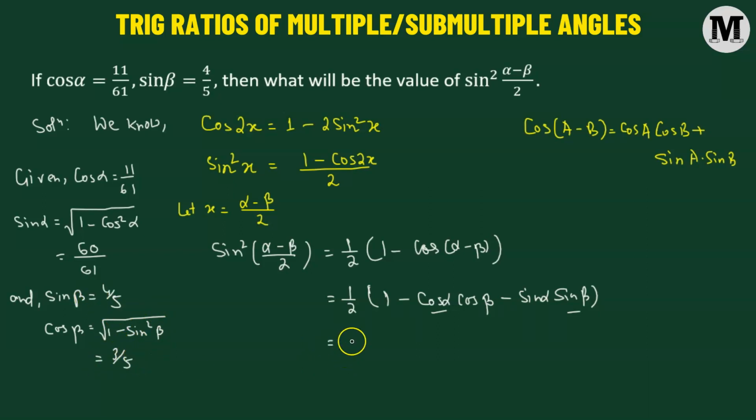So let's use all of these values here. So we have half multiplied to 1 minus cosine alpha, cosine alpha is 11 over 61, multiplied to cosine beta, so that's 3 over 5, minus, we need sine alpha. So sine alpha, we obtained, that's 60 over 61, multiplied to sine beta, so sine beta is 4 over 5. So when we compute this, we are going to get the result as 16 divided by 305. So this is going to be the value of sine squared (alpha minus beta) over 2.